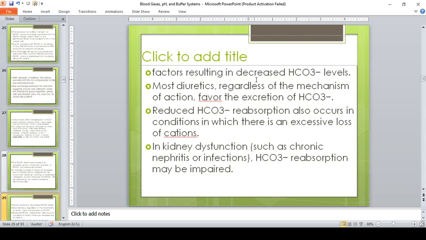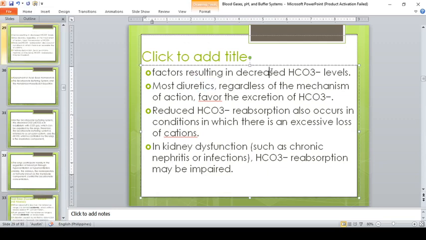Now, factors resulting in decreased bicarbonate level. Earlier was increased bicarbonate level, now decreased bicarbonate level. Most diuretics, regardless of the mechanism of action, favor the excretion of bicarbonate, so diuretics will result in decreased bicarbonate level. Reduced bicarbonate reabsorption also occurs in conditions in which there is an excessive loss of cation. So when a lot of cation is lost or excreted, the bicarbonate level also decreases.